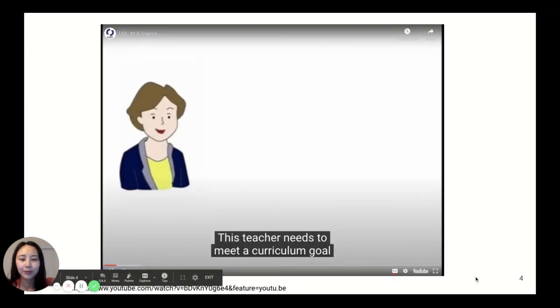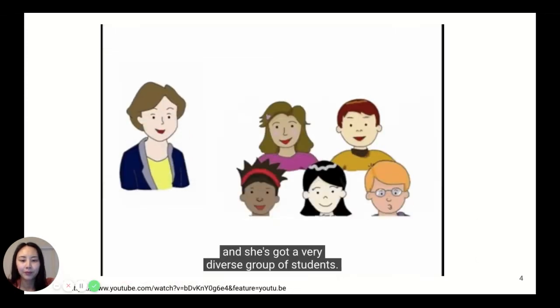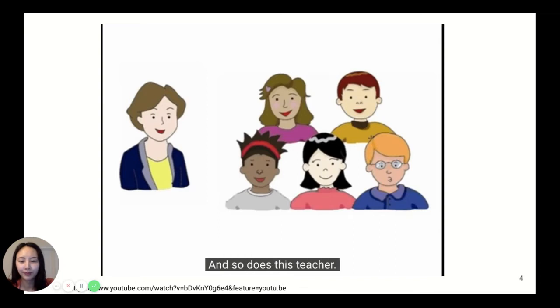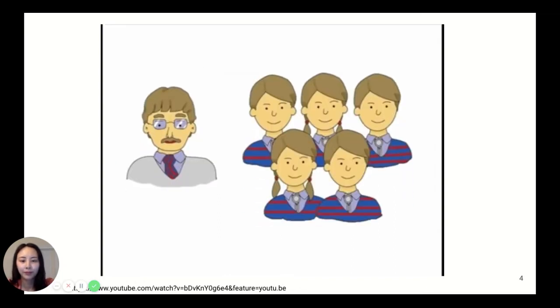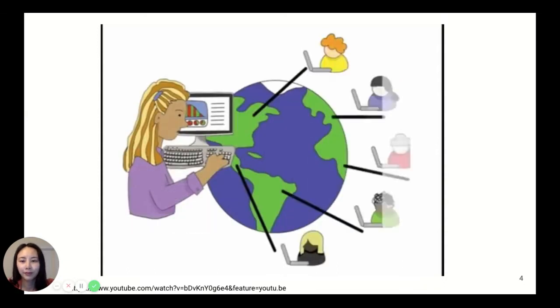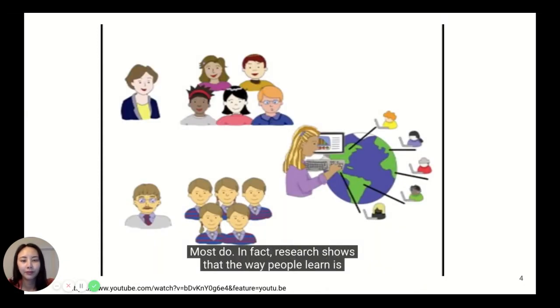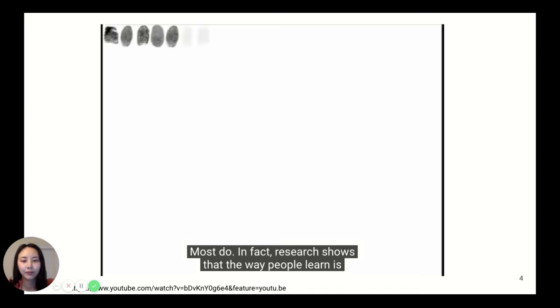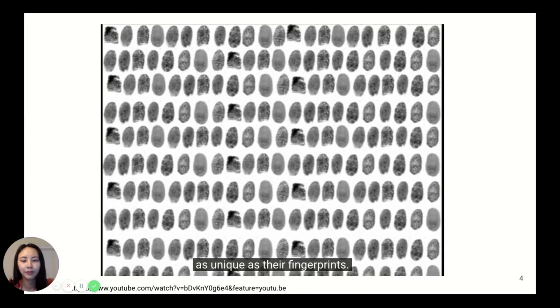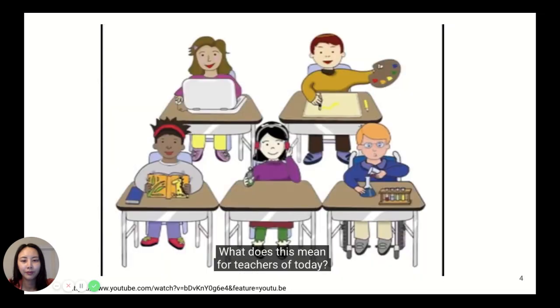This teacher needs to meet a curriculum goal, and she's got a very diverse group of students. And so does this teacher. And this one. Most do. In fact, research shows that the way people learn is as unique as their fingerprints. What does this mean for teachers of today? Classrooms are highly diverse, and curriculum needs to be designed from the start to meet this diversity.